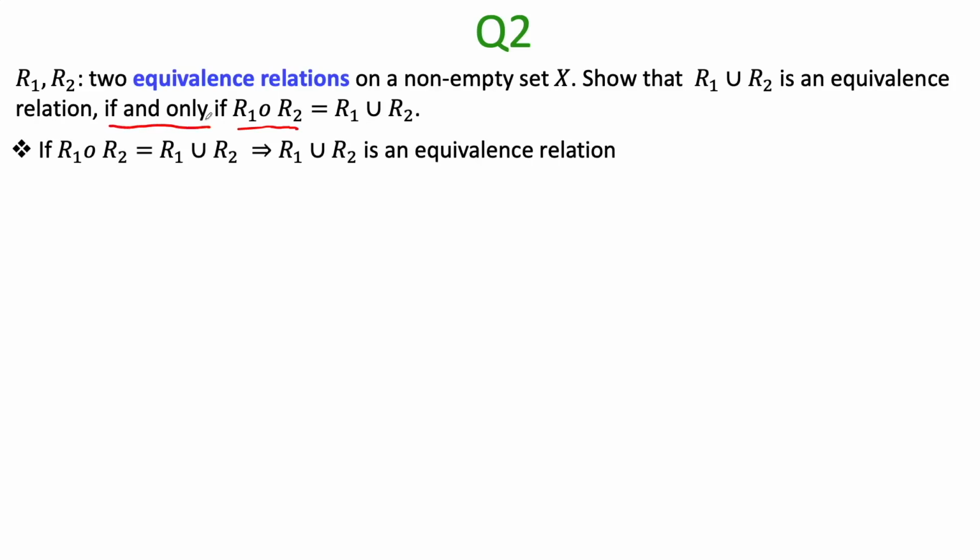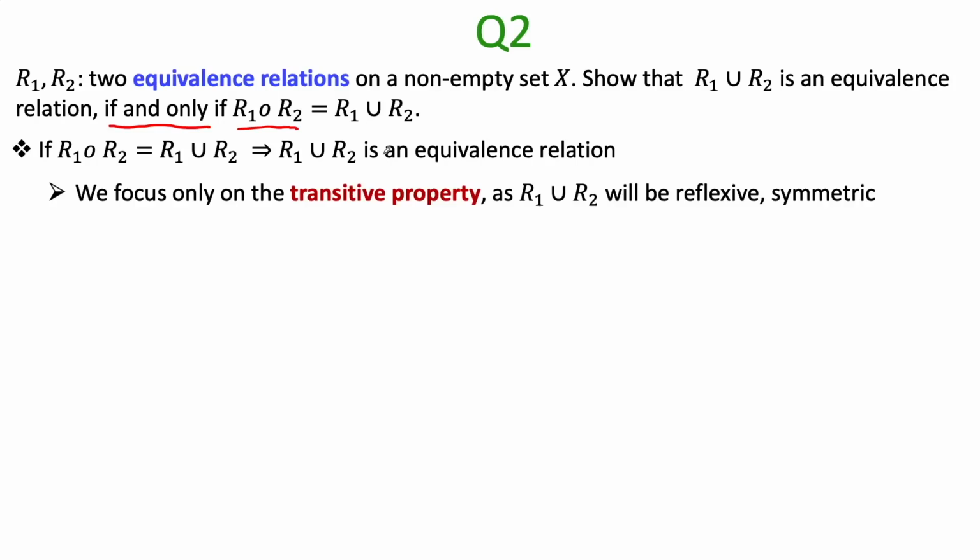So let's first prove the implication in the direction where I assume that the composition of R1 and R2 is equal to their union. Under that assumption, I will show that R1 union R2 is an equivalence relation. I will just focus on proving that the union of R1 and R2 is a transitive relation, because we can always show that the union of R1 and R2 will satisfy the reflexive property and symmetric property. It's only the transitive property which is missing. And what we will show is that if this premise holds, then the union of R1 and R2 will satisfy the transitivity property.